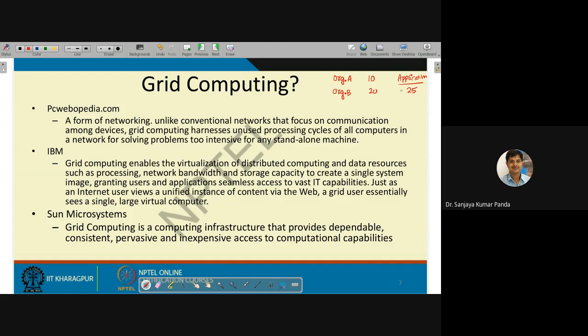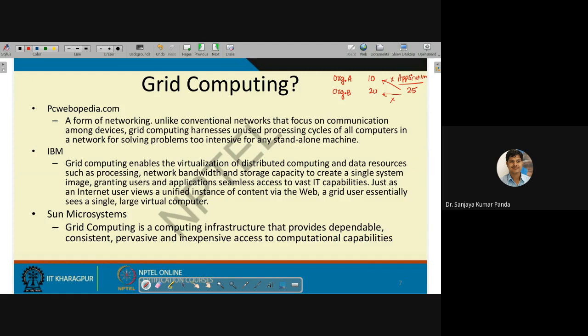If you ask organization A for 25 servers, organization A cannot provide them, right? Because 25 is much greater than 10. If you ask organization B, it will tell you that it can only provide 20 servers, but it cannot provide 25. So your application cannot be executed using the resources of organization A or organization B alone.